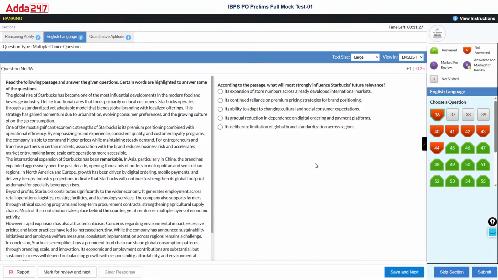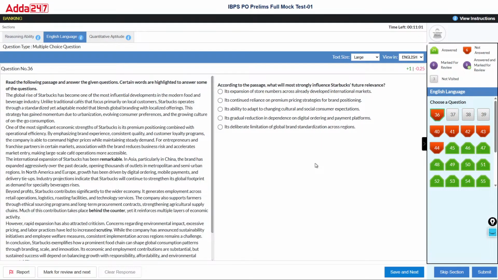By emphasizing brand experience, consistent quality, and customer loyalty programs, the company is able to command higher prices while maintaining steady demand. For entrepreneurs and franchise partners in certain markets, association with the brand reduces business risk and accelerates market entry, making large scale cafe operations more accessible.